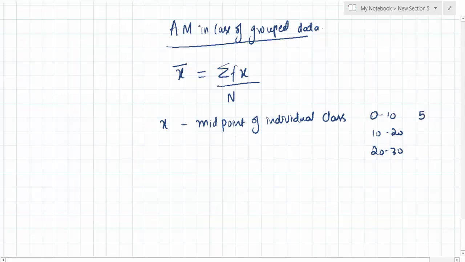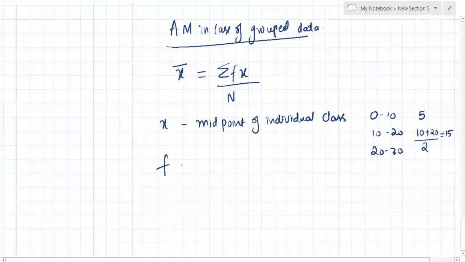How did I get that? It is 0 plus 10 by 2. And the midpoint between 10 and 20 is actually 15. How can I find that? It is 10 plus 20 divided by 2, 30 divided by 2, so it is 15. In that way we can find the midpoint, and that is represented by x.